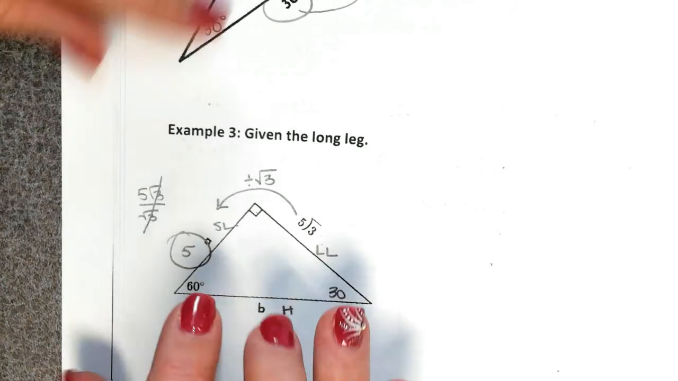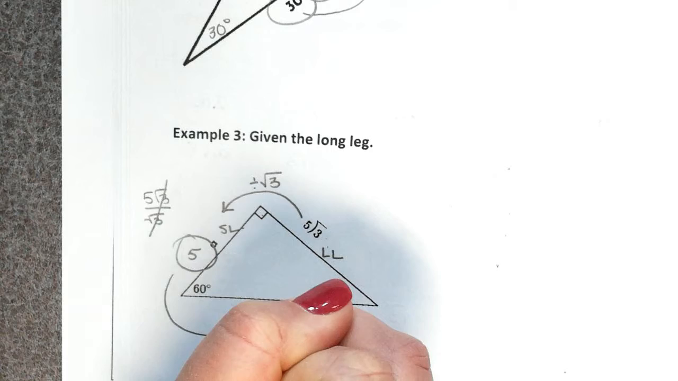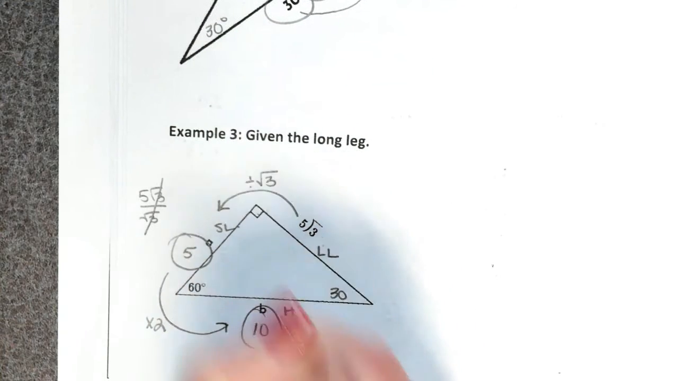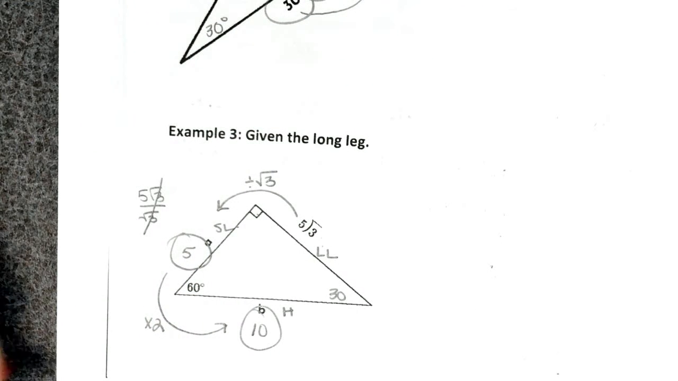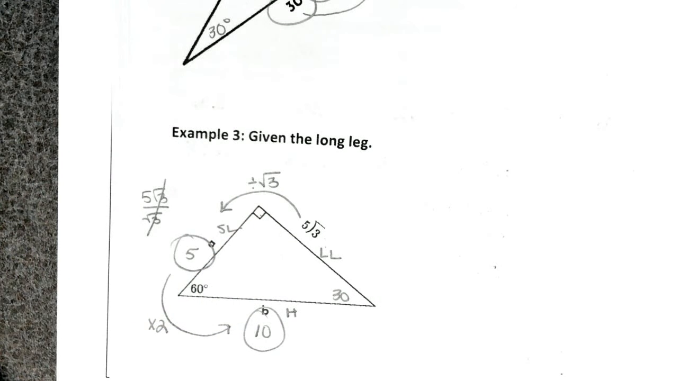Okay? All right, how do I go from the short leg then to the hypotenuse? Multiply by 2. So what's 5 times 2? So B is 10 here. And there was very little work to show. Our showing of our work is putting the arrows in and telling me the operation that you're doing.